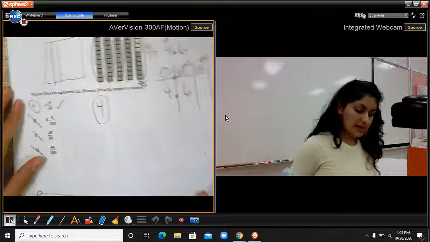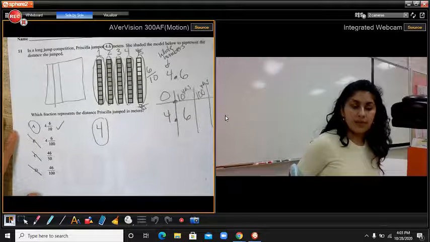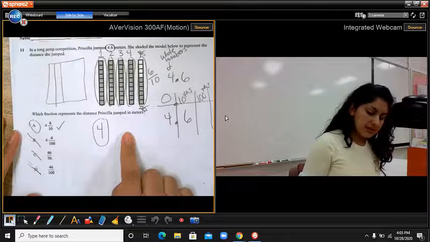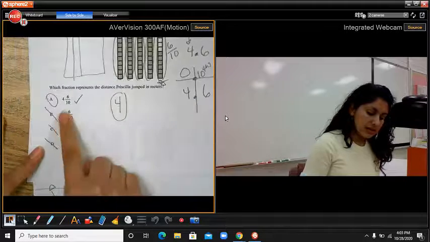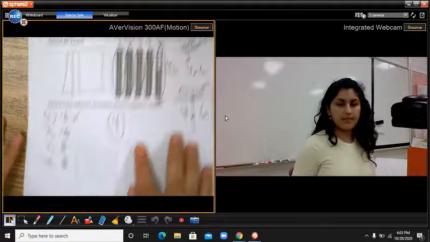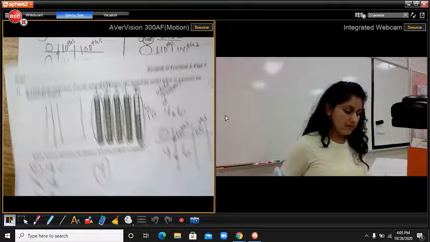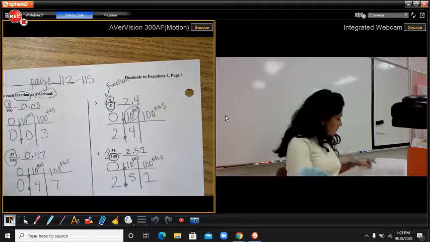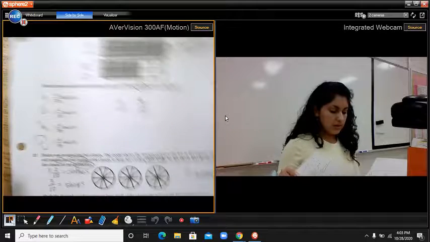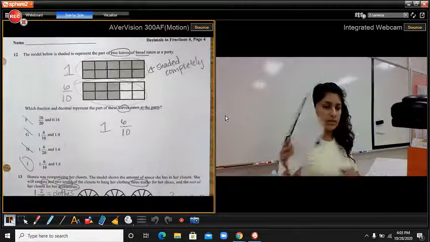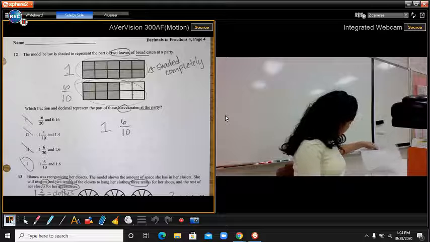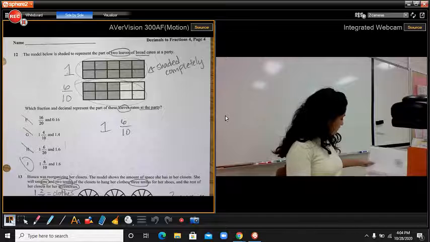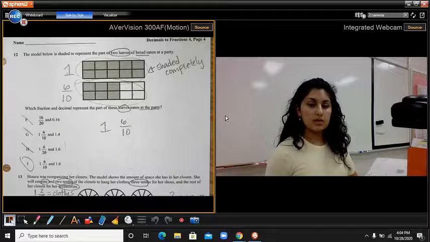Okay, number 11. We have 4 whole numbers. It even gives us a decimal here. 4 whole numbers and 6/10. That converts into 4 and 6 out of 10. Okay, that was number 11. The last one we did was number 12, and we'll continue with 13 tomorrow. So that was that for math.